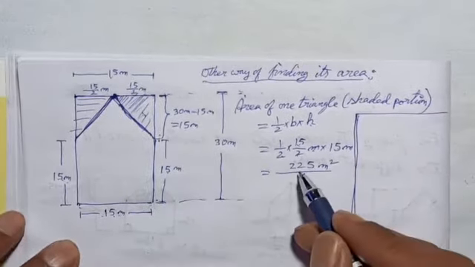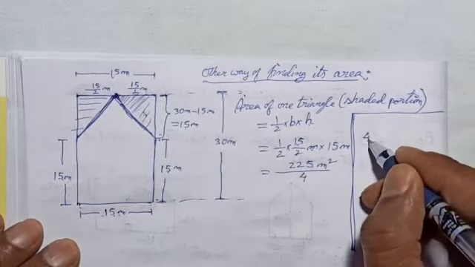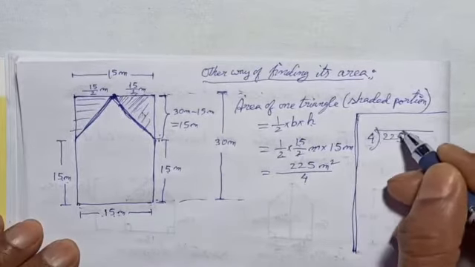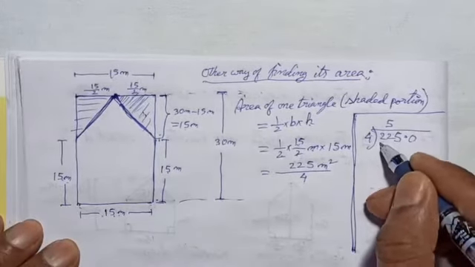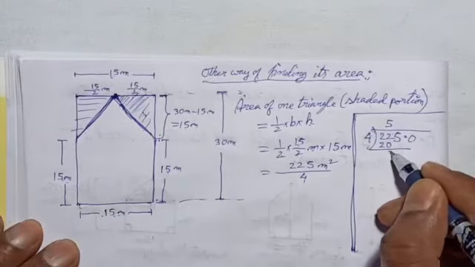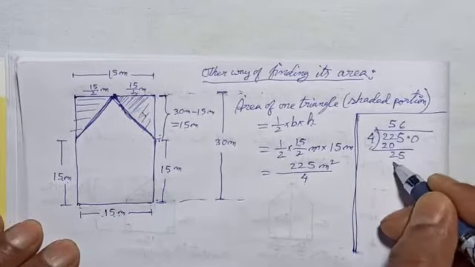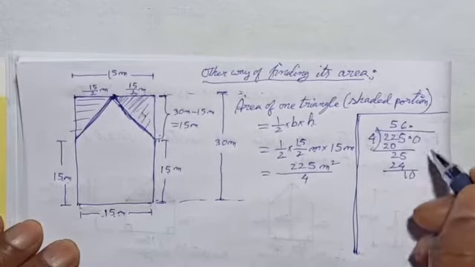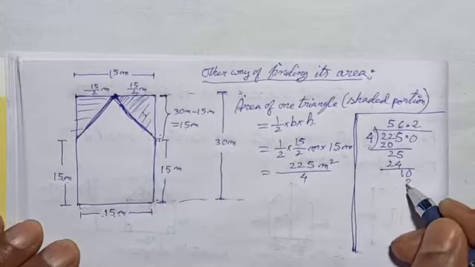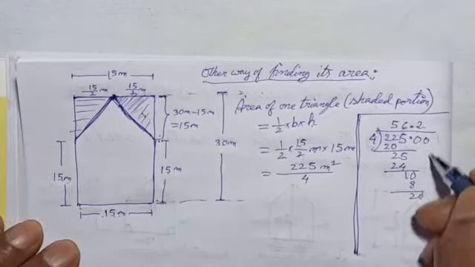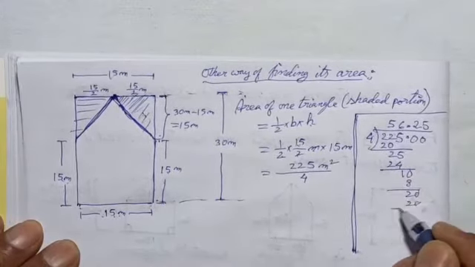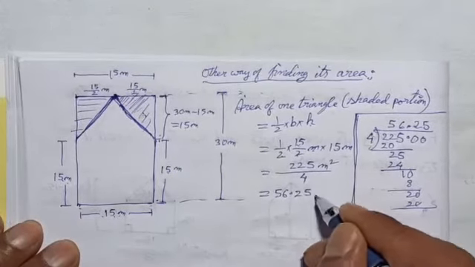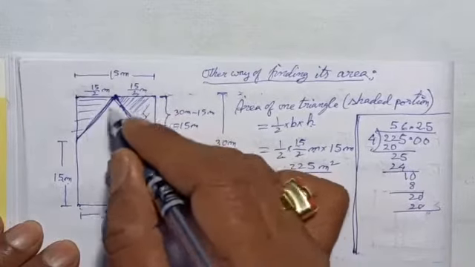Now 225, let's divide by 4. 225 divided by 4. 4 fives are 20. 2 and 5. 4 sixes are 24. 1, next is 0. Here is point, so put point. 4 twos are 8. Next is 2. Put one more 0. 4 fives are 20. So we are getting 56.25 meter square. There are two triangles, this triangle and this triangle.